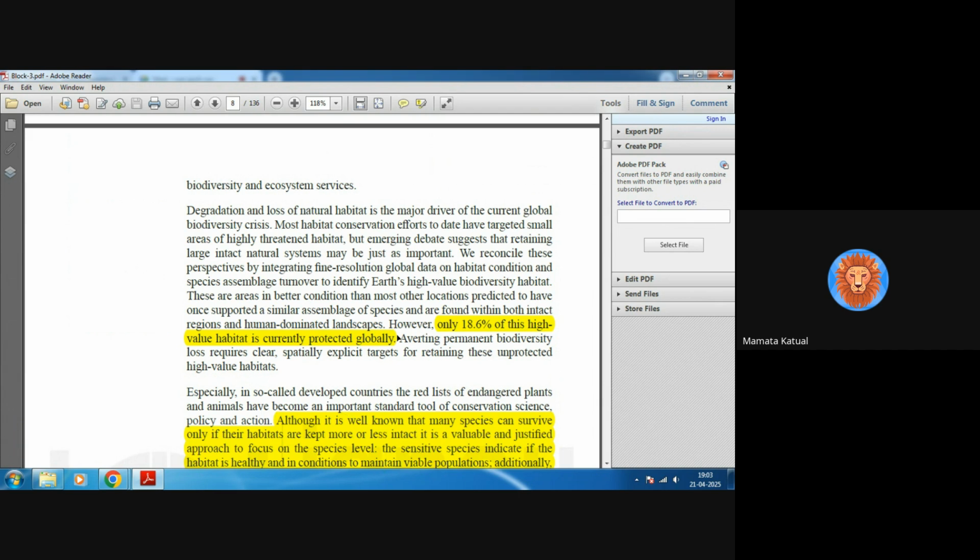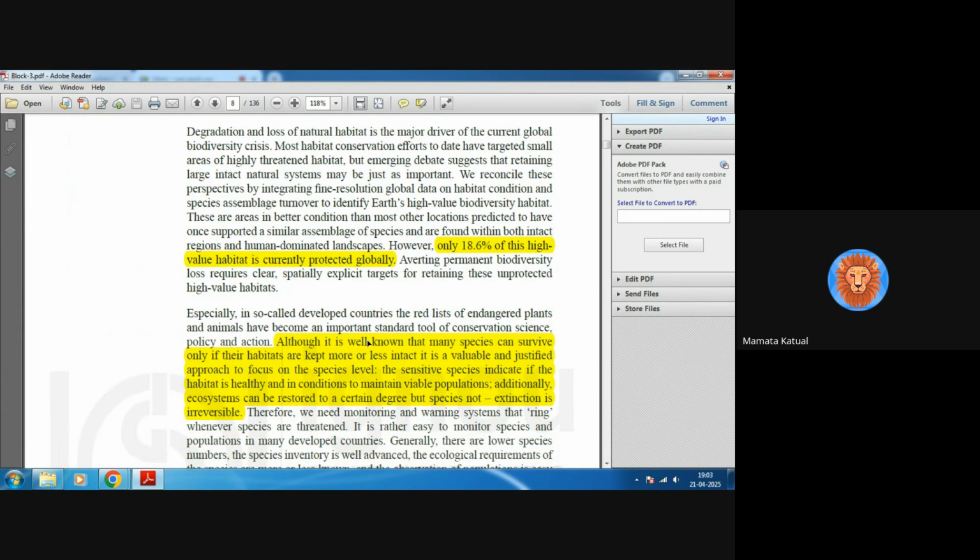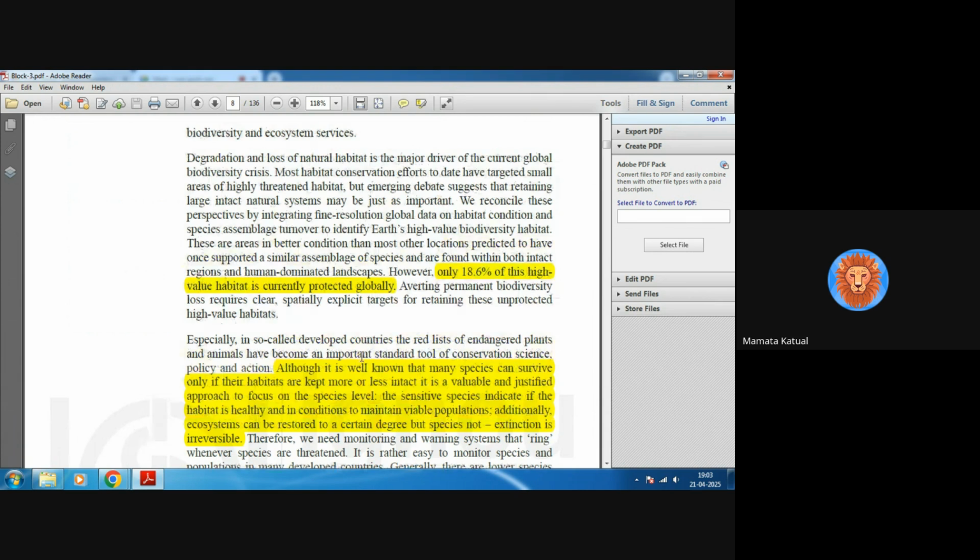So according to the estimates, only 18.6% of high value habitat is currently protected globally at present. That means more than 80% of habitat is not protected. So if it remains unprotected, there is a chance of the loss of biodiversity.